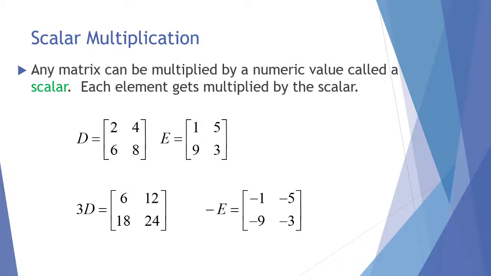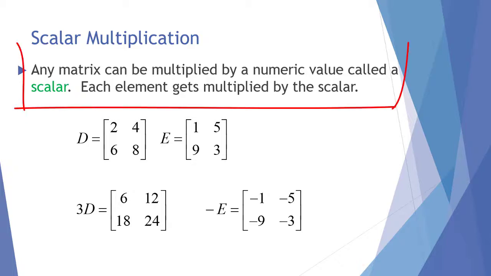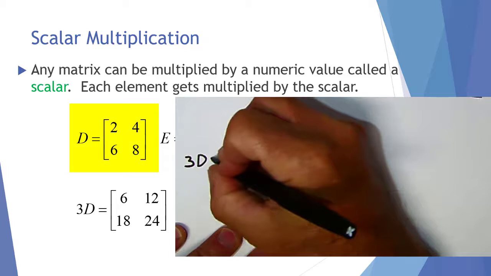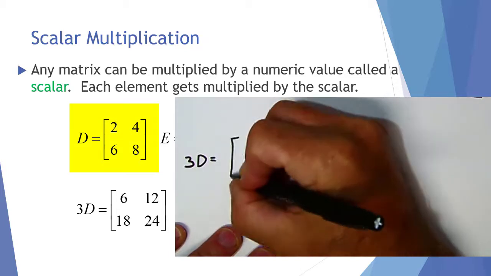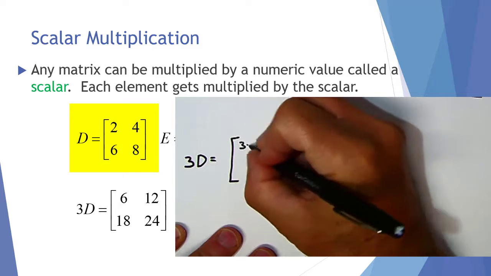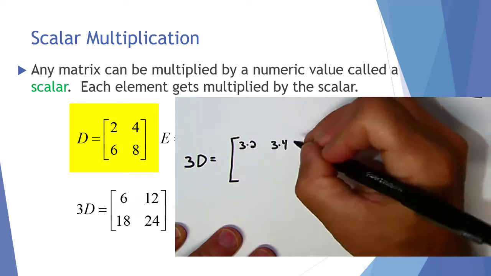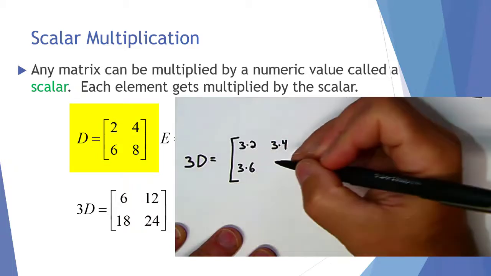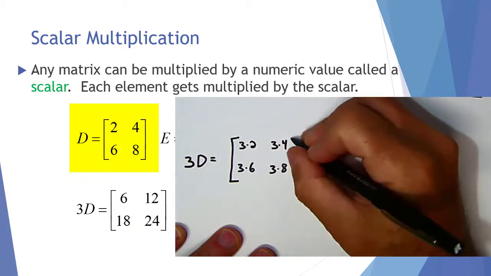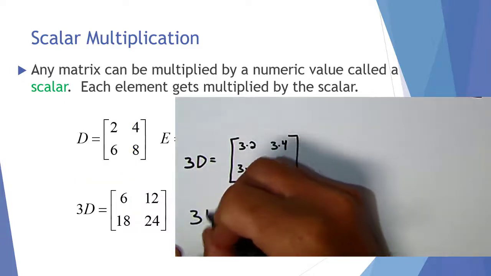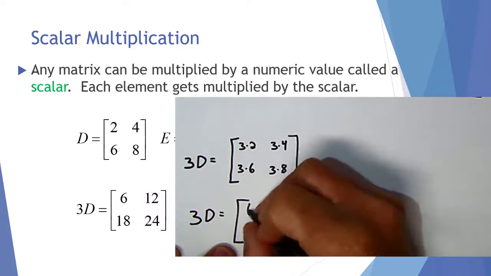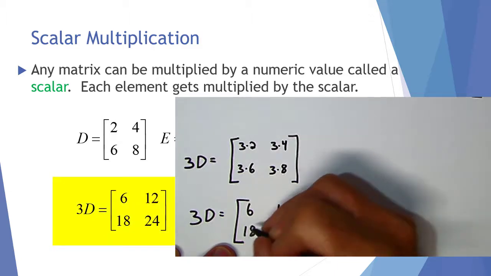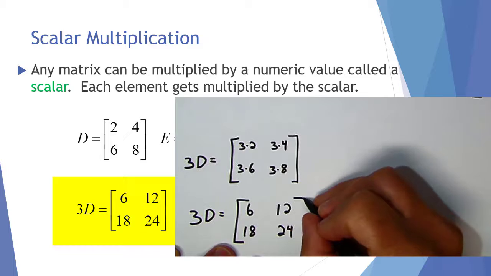Scalar multiplication is done by taking any matrix of any size and multiplying it by a constant numeric value called a scalar. So same two matrices here, D and E, we'll use D first. Then 3D is simply taking all the elements of D and multiplying them by 3. So that becomes 3 times 2 in the top left, 3 times 4 in the top right, 3 times 6 in the bottom left, and 3 times 8 in the bottom right, which means the matrix 3D is given by 6, 12, 18, and 24, and that's all there is to that.